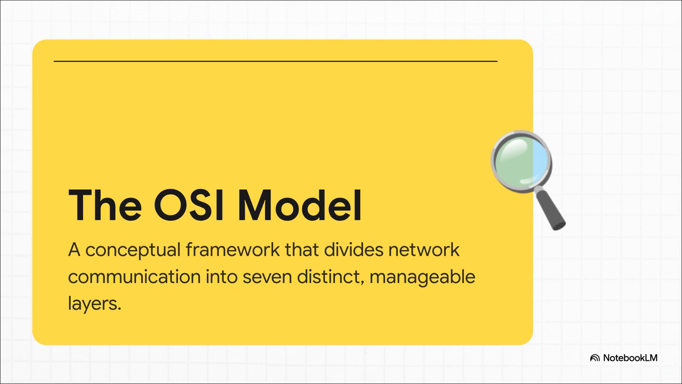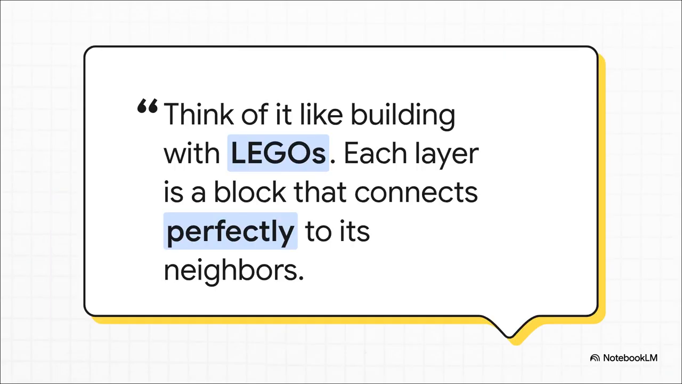Yeah, a really great way to get your head around this is to think about Legos, right? Each layer of the OSI model is like a specific type of Lego block. It has one and only one job to do, and it's designed to snap perfectly onto the block above it and the block below it. It's this simple, layered idea that brings total order to what would otherwise be complete chaos.